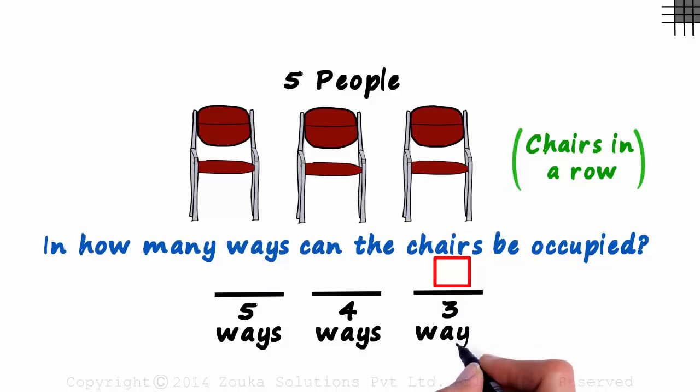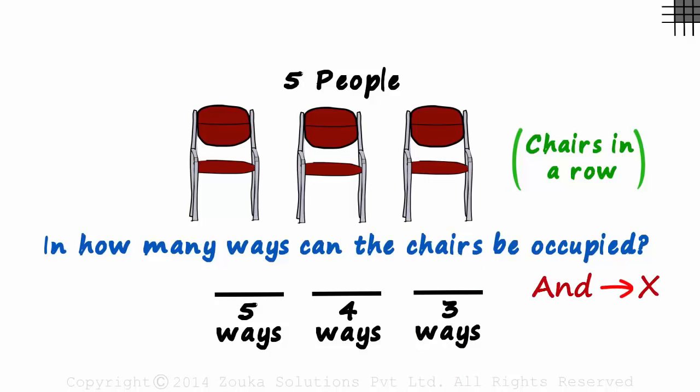3 ways. In our first session based on permutations and combinations, we discussed the 2 important rules of counting. Is it multiplication or is it addition? So do we multiply these or add them? To know the answer, just read out what you have solved. Will it be filling the first or the second or the third chair? Or will it be filling the first and the second and the third chair? Of course, it will be and.